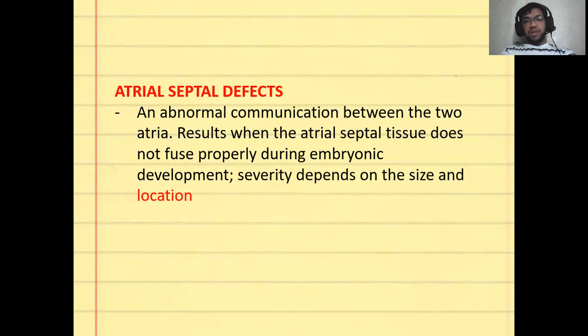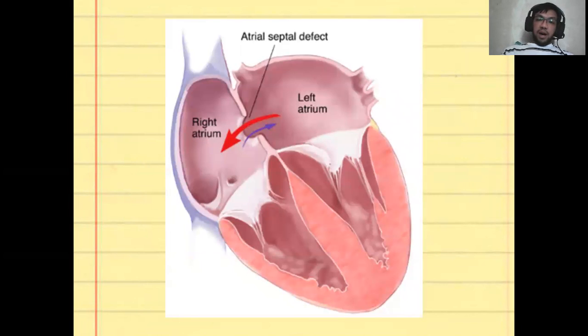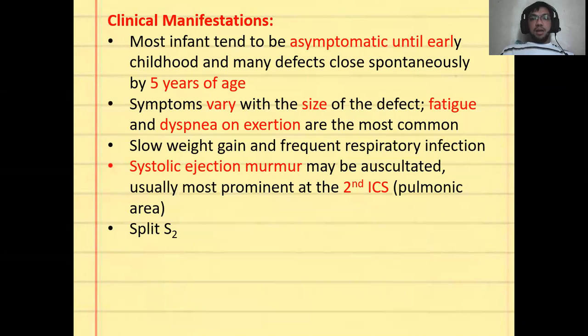Next, we have atrial septal defect, an abnormal communication between the two atria, which results when the atrial septal tissue does not fuse properly during embryonic development. And the severity again depends on the size and location. So this time, instead of the ventricles having an opening in between them, it's the atria that's having an abnormal opening in between them. That's ASD. So infants who have this usually are asymptomatic until early childhood.